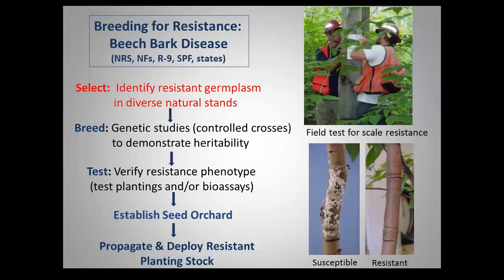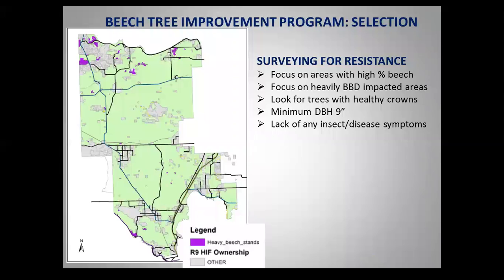So the first step is selecting resistant germplasm. So just to touch on our program and how we're accomplishing that, we're very fortunate that we're working with a really strong network of collaborators, and our collaborators are responsible for the most part for this step, which is surveying for resistance. So the map that's shown here is from the Hiawatha National Forest. The areas in purple are areas where they have heavy beech stands. So when looking for resistance, we're going to focus on areas with a high amount of beech that we also know has been heavily impacted by beech bark disease.